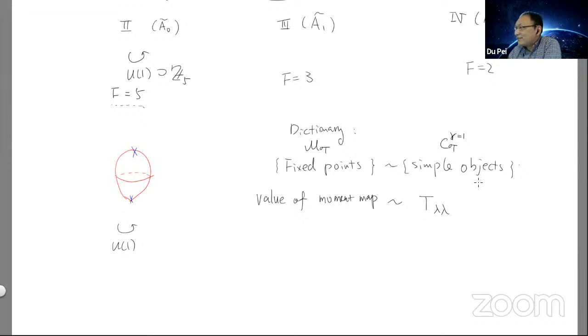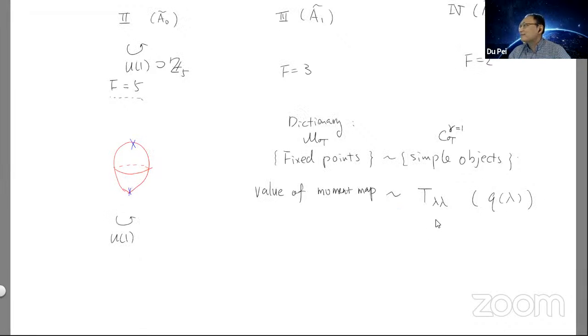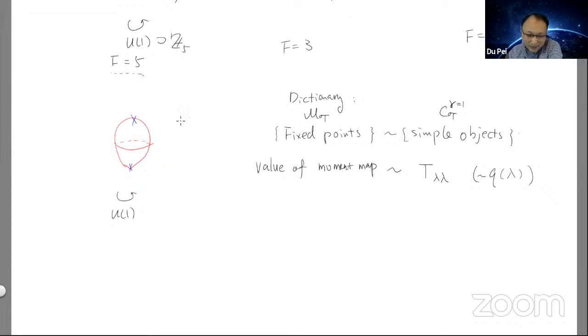So in the basis given by simple objects, the T matrix is expected to be diagonal. And this is basically this quadratic function Q that Victor mentioned, up to an overall shift. So in this particular example, the T matrix will take the following form: e to the 11 pi i over 30, e to the minus pi i over 30.